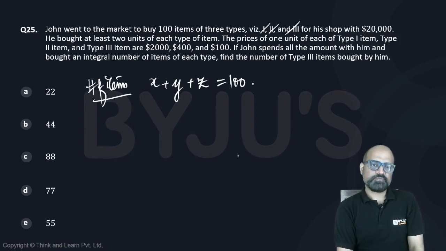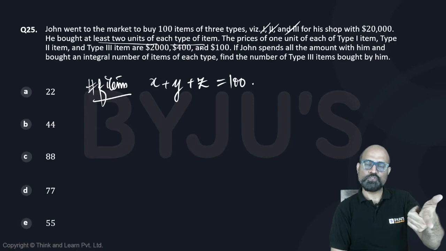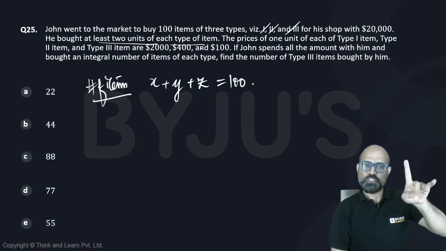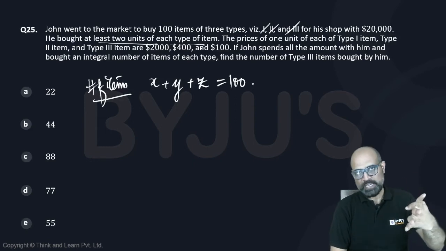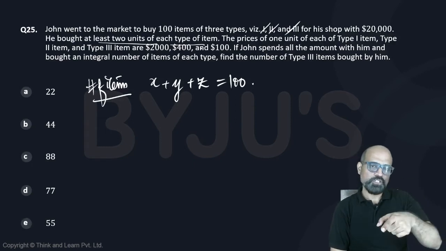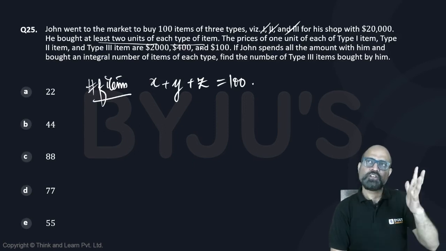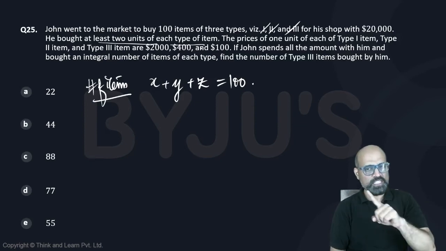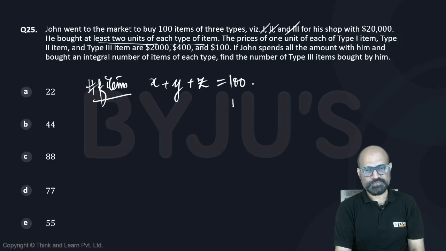And then it is given that at least 2 units of each type he is going to buy. So suppose he buys 2 units of the 2000 one. So 4000, right? If he buys 2 units of 400, because that much he has to buy anyway, that's 800. And 2 units of that 100, that is another 200. So 4,000 plus 800 plus 200, 5,000 he is anyway going to spend, right? So he's left with only 15,000.